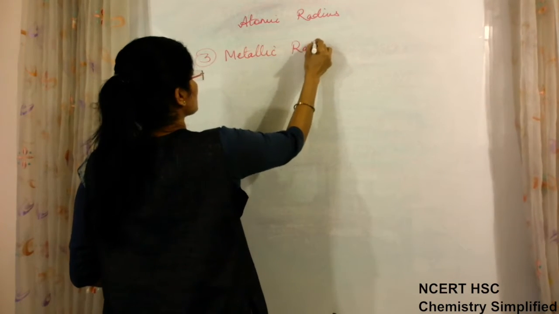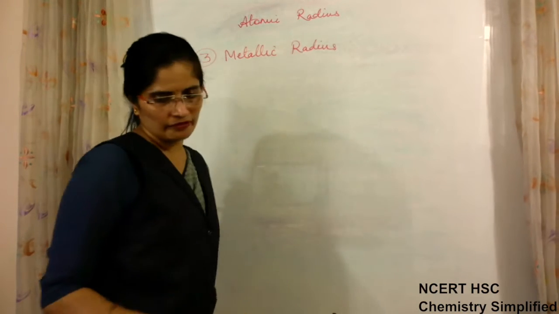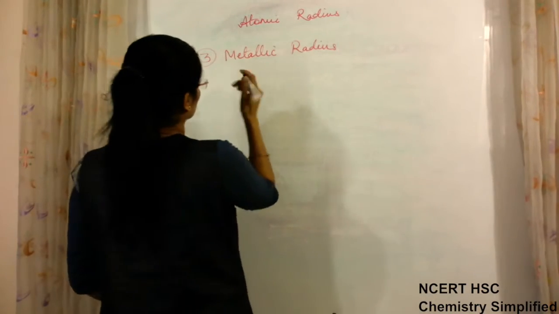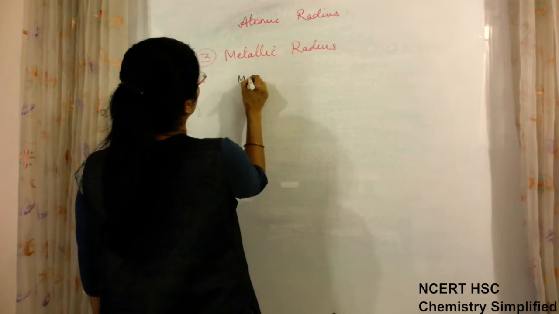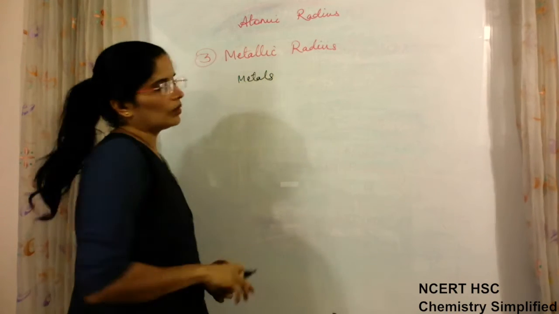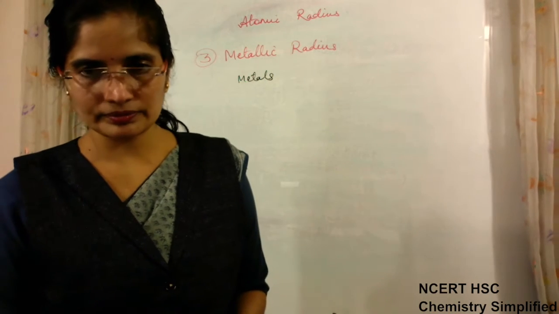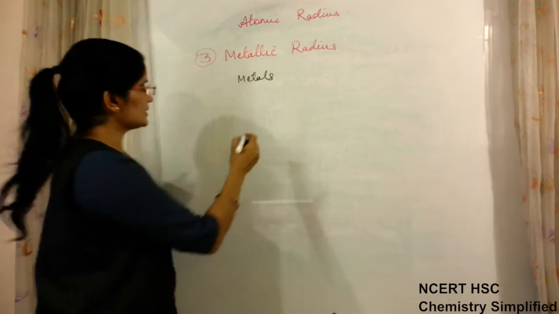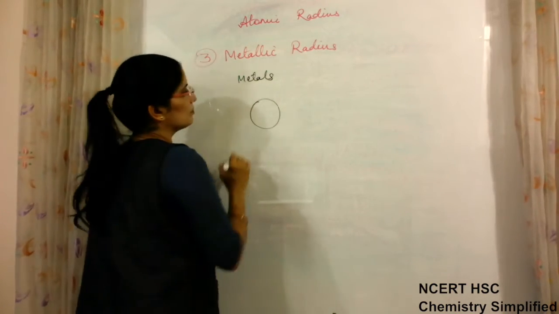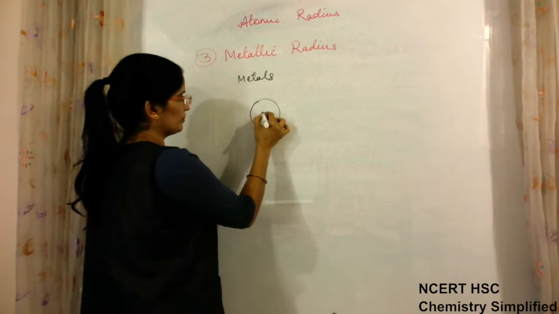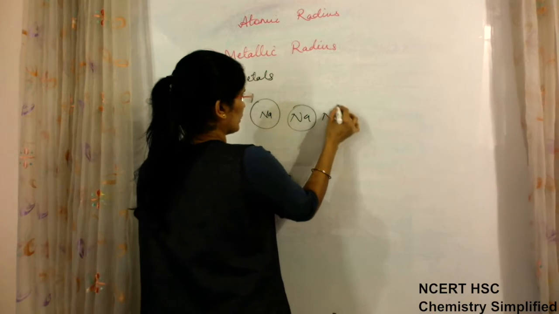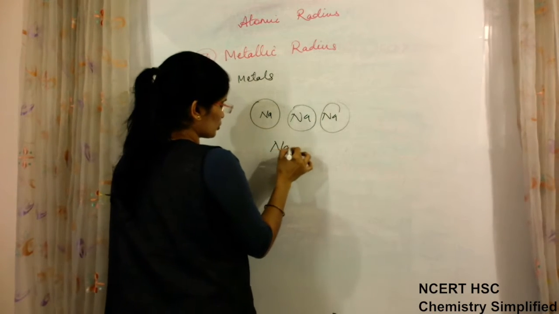Metallic radius is for metallic elements. All metals are always, if I take sodium, okay, if sodium metal is there, there are many, many atoms of sodium.